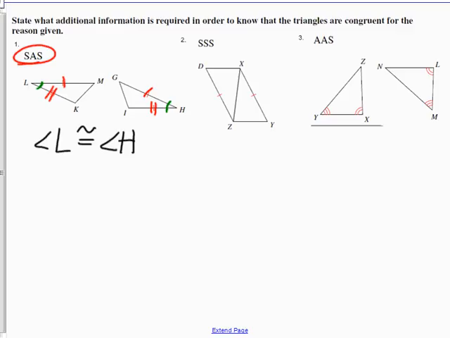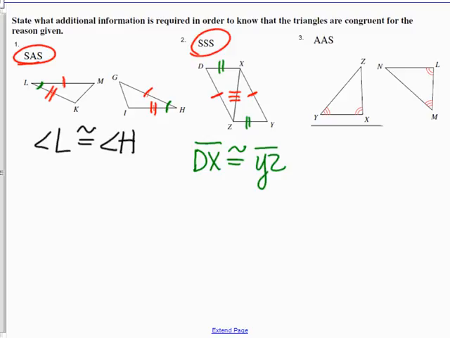Now this one is a little bit trickier. They want us to do side, side, side. Well, I've got this side here, and there is another congruency that we can assume because it's in the picture. We have this congruency here. In order to make it side, side, side, I need this one to be congruent to that one. So that would be side, side, side. So in order to communicate that, we will say that we need segment DX to be congruent to segment YZ.